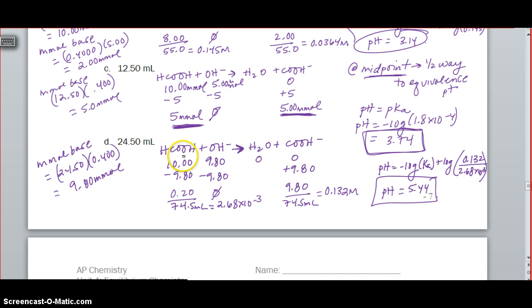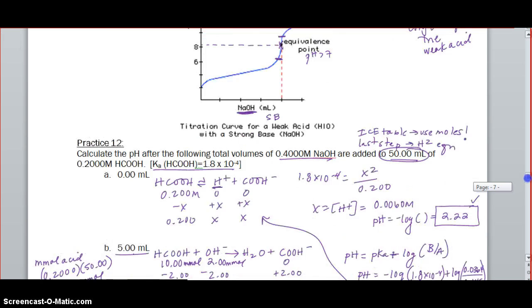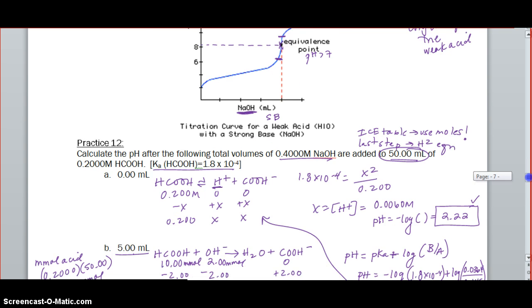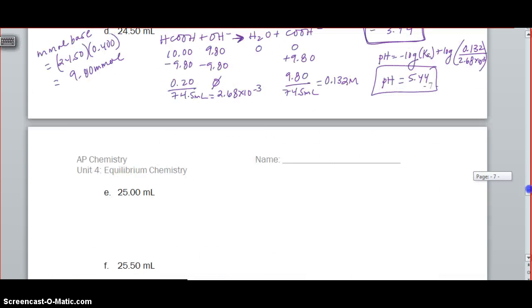Again, we're not quite at the equivalence point because these guys aren't equal, but we've certainly climbed, right? And so on our titration curve, we have increased, and we're getting to the point where we're about to shoot up to the equivalence point.